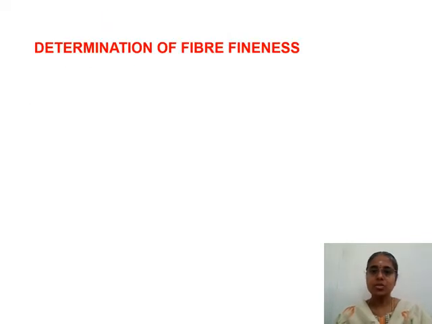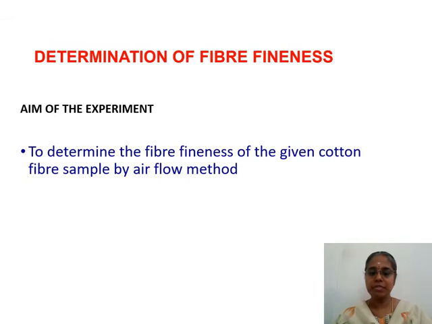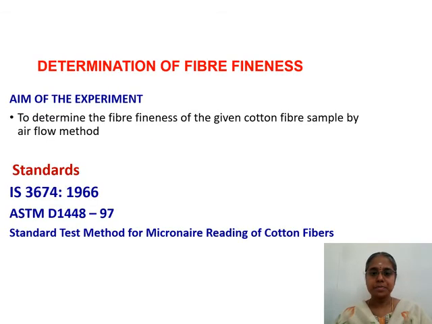So let us look into how the determination of fiber fineness is done using the airflow method, or an instrument which follows the airflow principle. So the aim of the experiment is to determine the fiber fineness of the given cotton fiber sample by airflow method. Next, these are the related standards to measure fiber fineness. The method explained here is based on the IS standards and ASTM standards number given here.